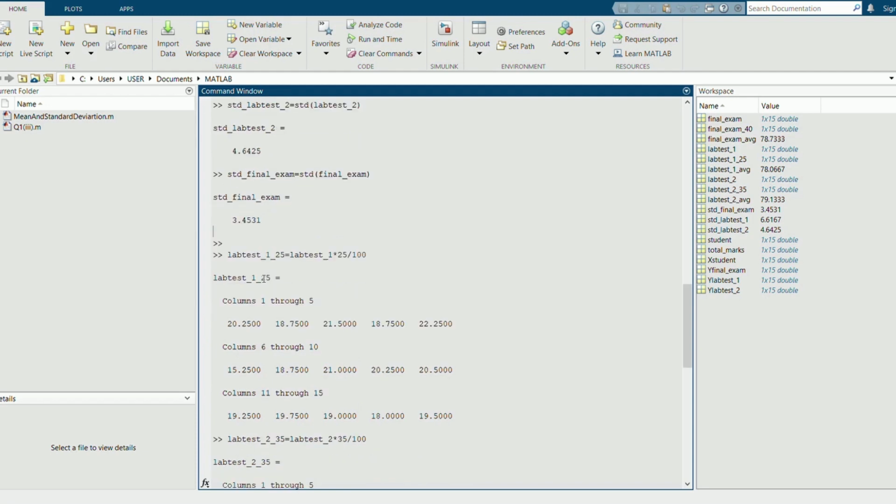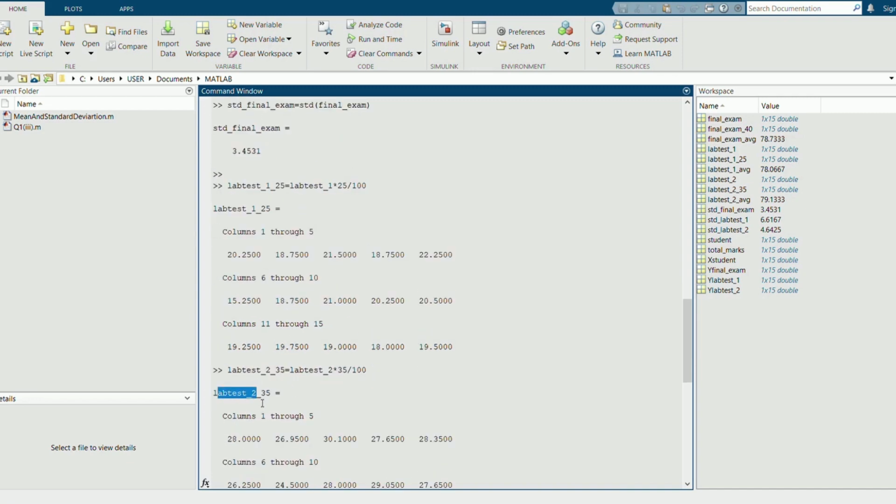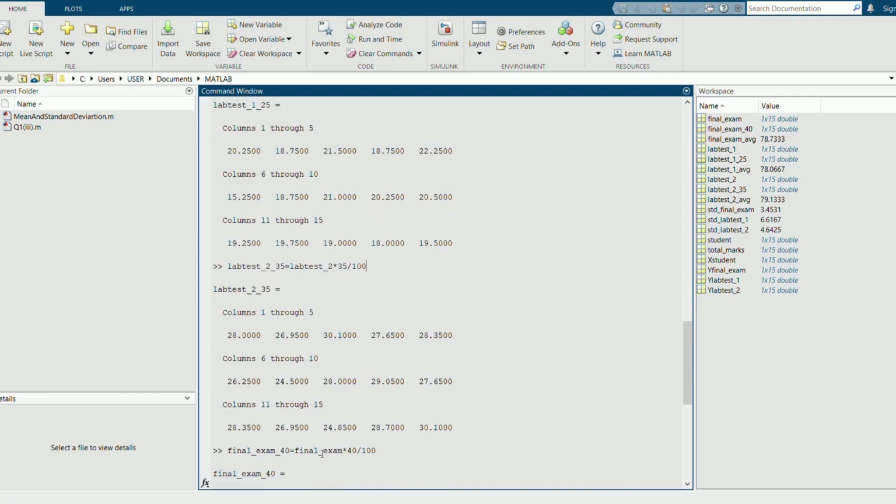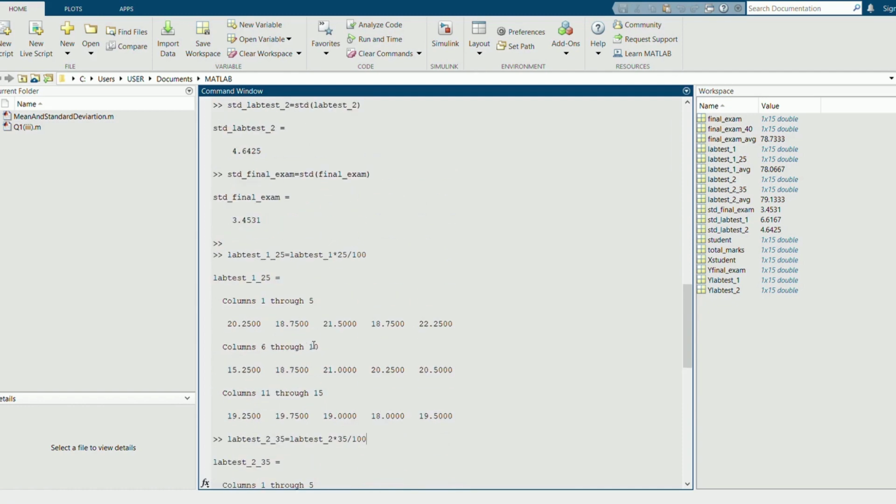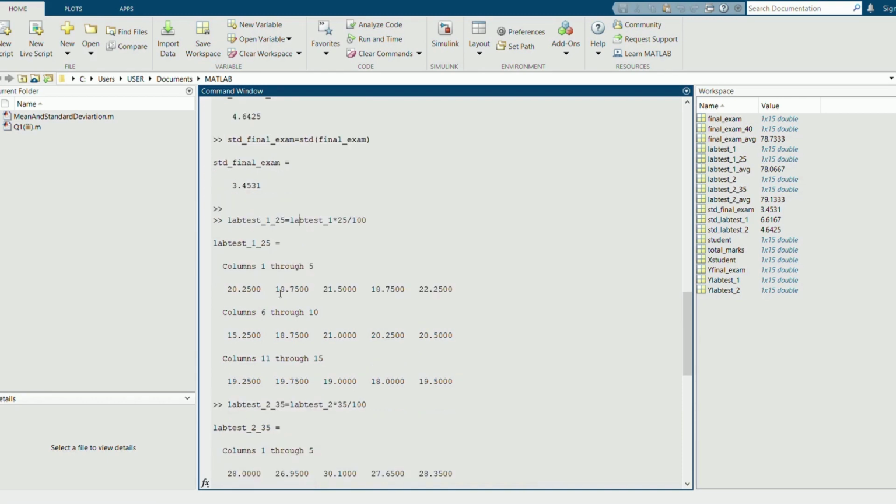For question 1c, lab test 1 is 25%, lab test 2 is 35%, and the final exam is 40%. In MATLAB, I declare the variable lab test 1 25, which is mean lab test 1 times 25 divided by 100, meaning 25%. There is the result I get.